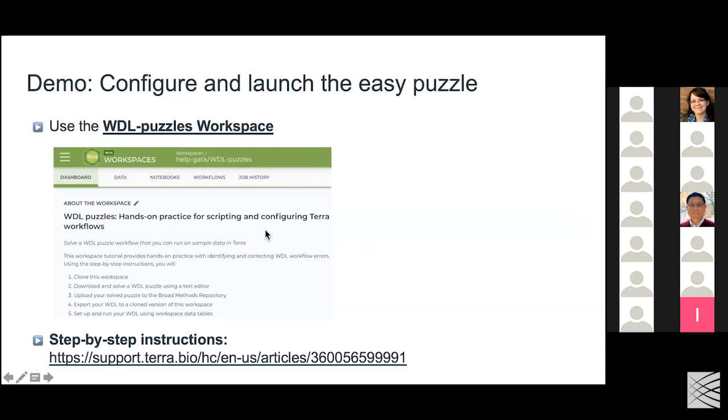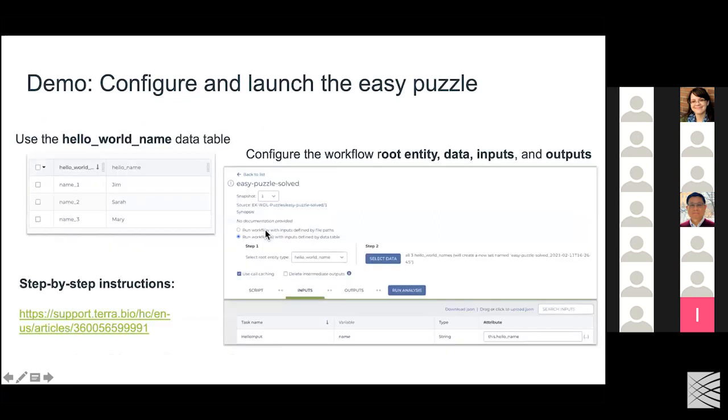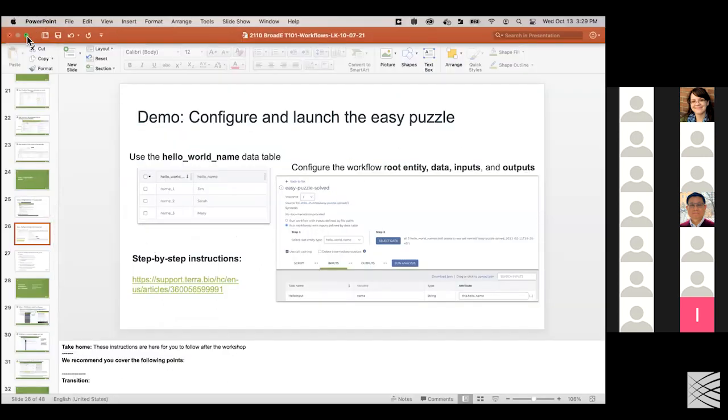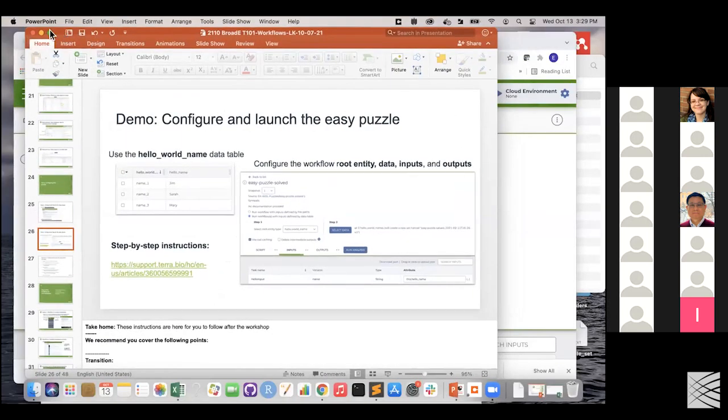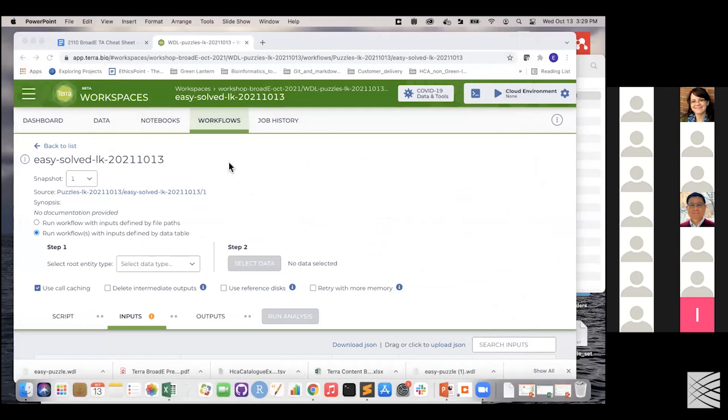We're going to use that Whittle Puzzles workspace once again. And in that workspace, we're going to use the Hello World name data table that we created in there. I'll show that to you in a moment. And we're going to configure our workflow to use that data table. So I'm going to show this to you right now, and then I'm going to give you 10 minutes to do it on your own. All right. So let me get out of this and go back to that workflow.